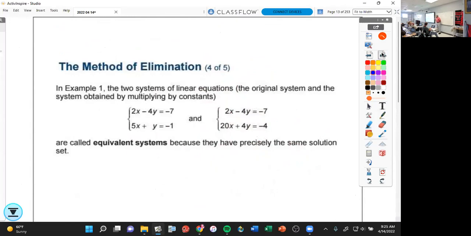In example 1, the two systems of linear equations, the original and the system obtained when we took that second equation and multiplied it by 4, right? Those are equivalent systems. Equation 1 stayed the same. Equation 2 was only different by a factor of 4. So those are called equivalent systems. They have the exact same solution set.